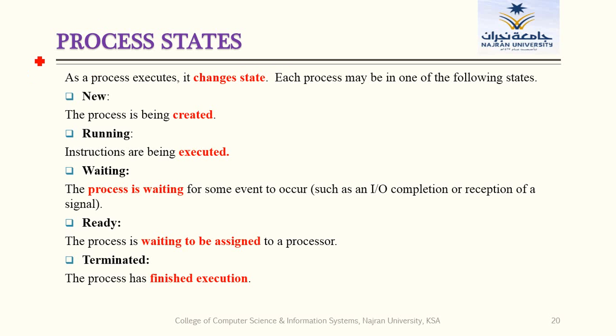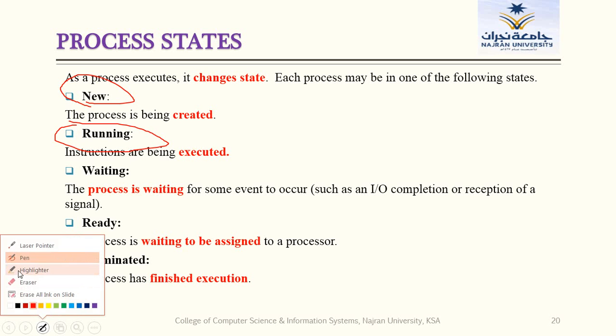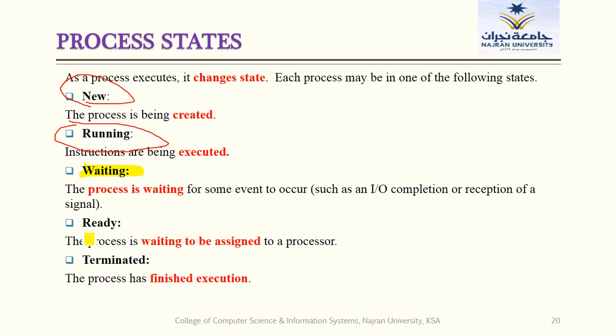Next, whenever we have a process, the process has some states. At a time, a process will be in one state. Currently we have five different types of states, and our process will be in one of them. These states are new, running, waiting, ready, and terminated. As the name shows, it's very simple: new means a new process is created, so it will be in the new state.